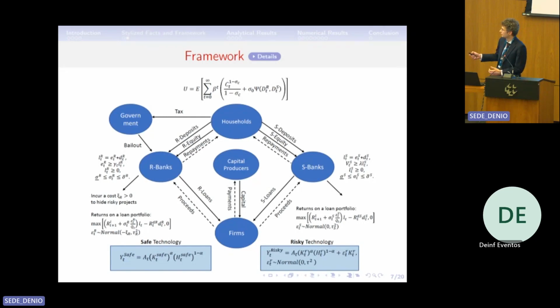We also have capital producers, who produce capital and supply it to firms. Firms pay for this capital. And we have a government that supplies deposit insurance in case regulated banks fail. They impose a lump sum tax on households.